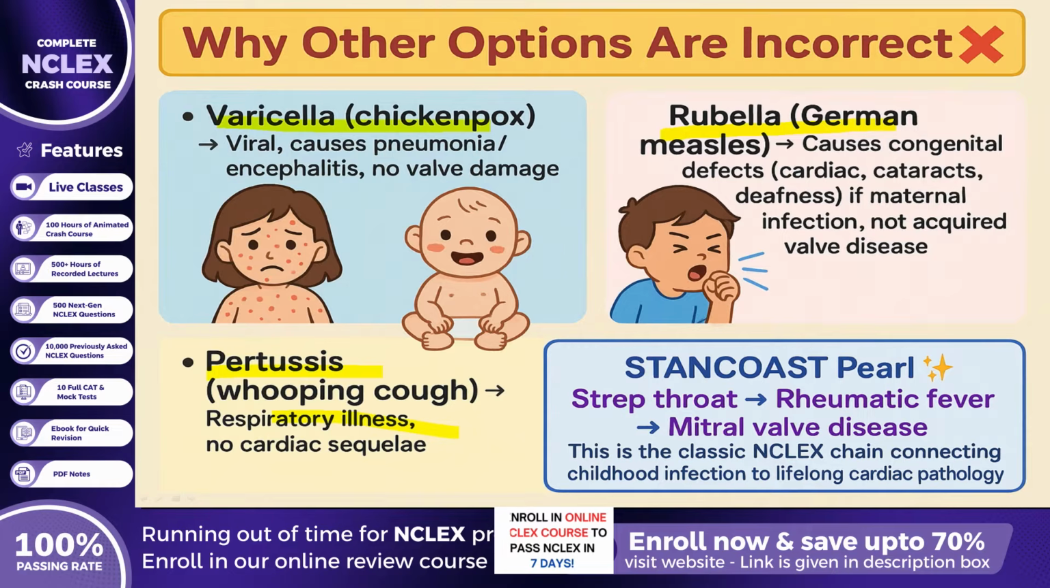To wrap this up with some exam-focused pearls, always connect untreated strep throat to rheumatic fever and subsequent mitral stenosis. When auscultating, remember that a diastolic murmur at the apex with an opening snap points toward rheumatic mitral disease. Importantly, the preventive nursing role lies in ensuring timely antibiotic therapy for strep throat, which can completely prevent rheumatic fever.